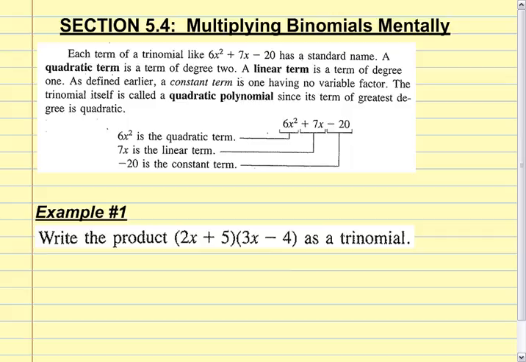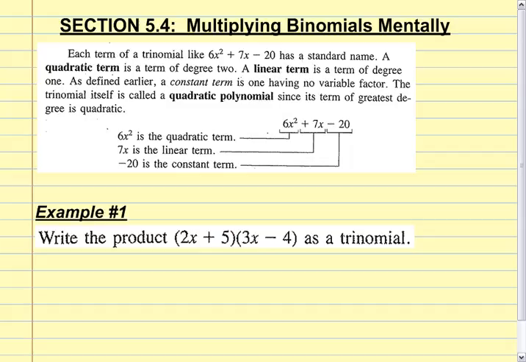Okay, folks, section 5.4, multiplying binomials mentally. Now listen, you don't have to. You can always multiply them out. It helps, though, to have in your mind how they do go together, because we'll be factoring these things. If I know how they go together, it makes it easier to pull them apart.